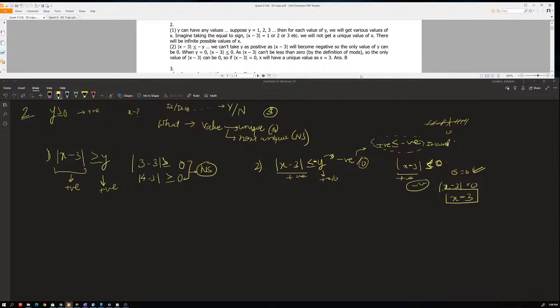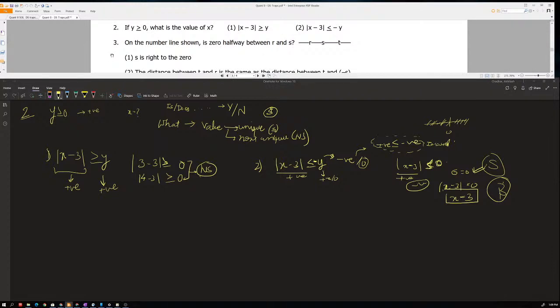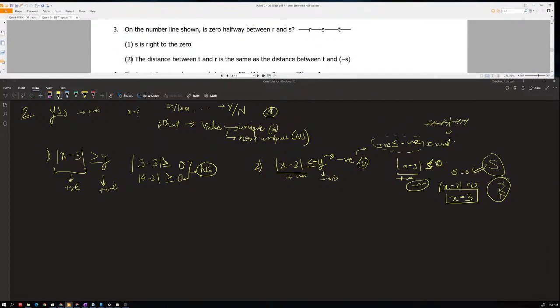So this is correct. We have got it correct, and the answer is B, because the first is not sufficient and the second is sufficient. I think that is easy, because it's an easy problem.